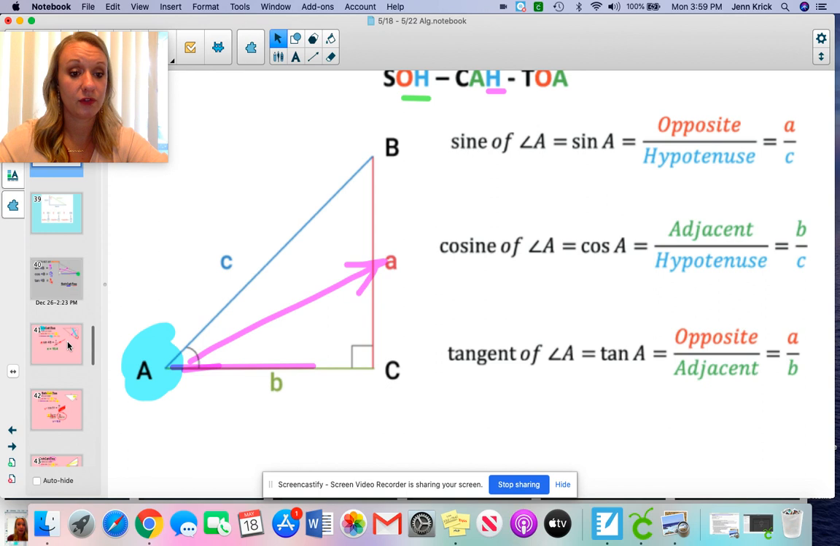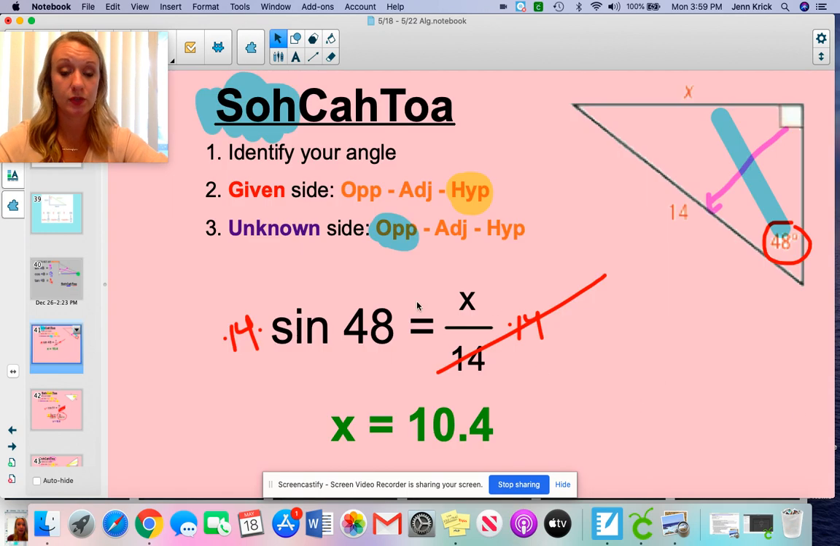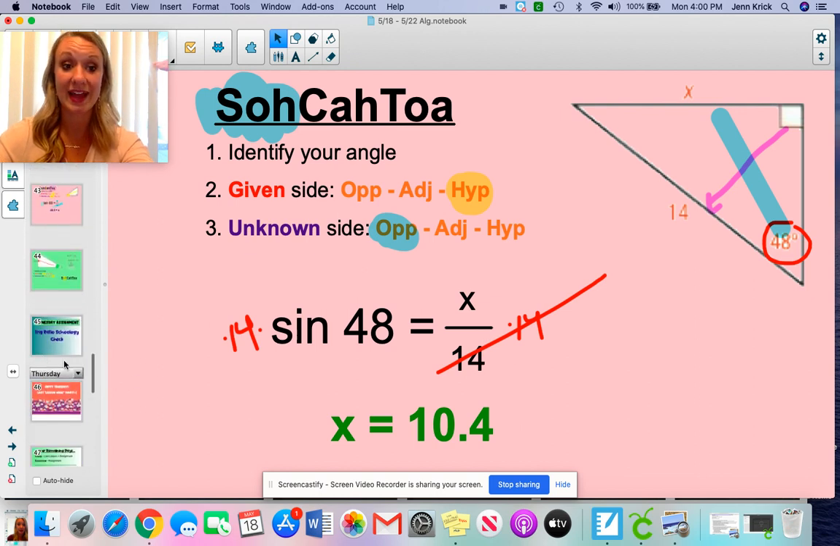When you are looking to find a missing side length, all you need to do is set up with sine, cosine, or tangent, plug your angle in right there, and set up a ratio based on what you have and what you need to find. You then just need to solve for x. I think that is it.